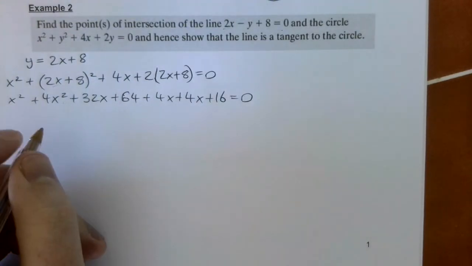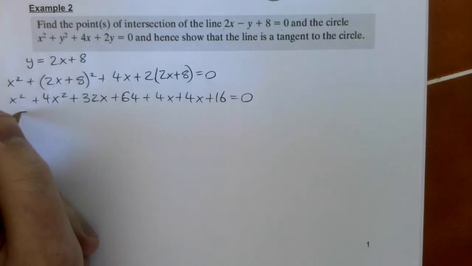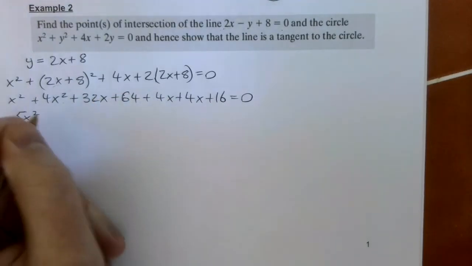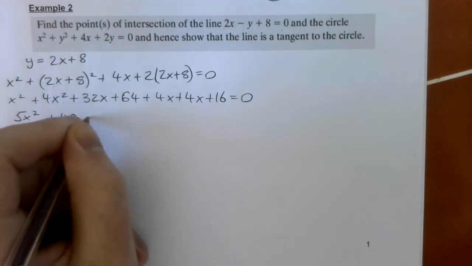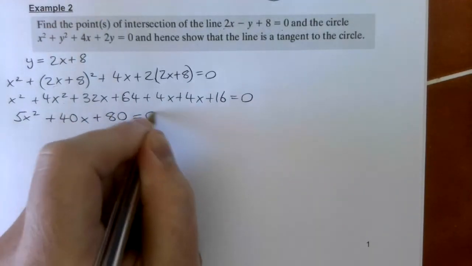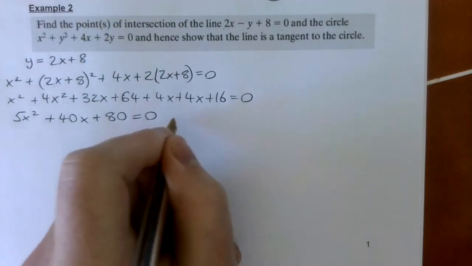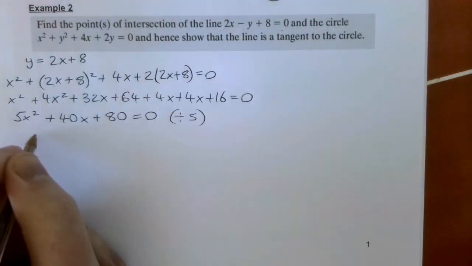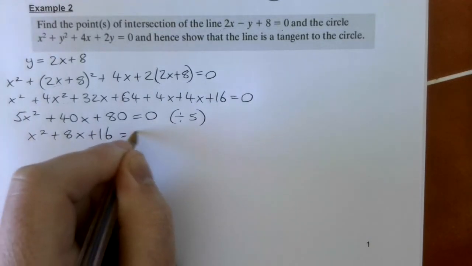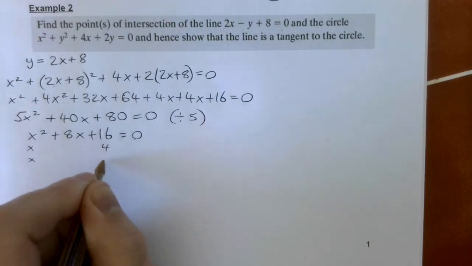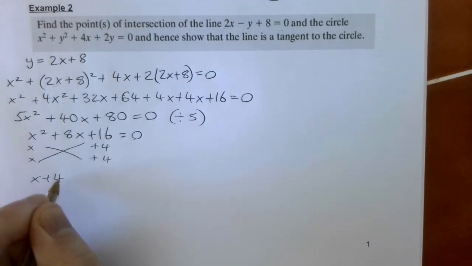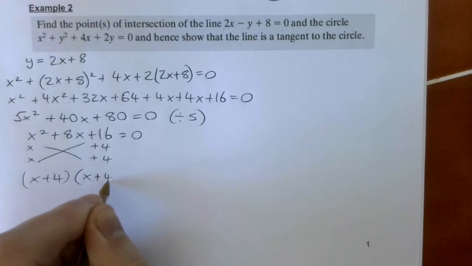Then what we need to do is add all our x's together. So we've got 5x squared. We have 32 plus 8, which is plus 40x. And then 64 plus 16 is plus 80 is equal to 0. Much easier for ourselves here if we just divide across by 5, simplify it all down. So it's x squared plus 8x plus 16 is equal to 0. Find our factors that give us 8x in the middle. So it's going to be (x plus 4)(x plus 4).